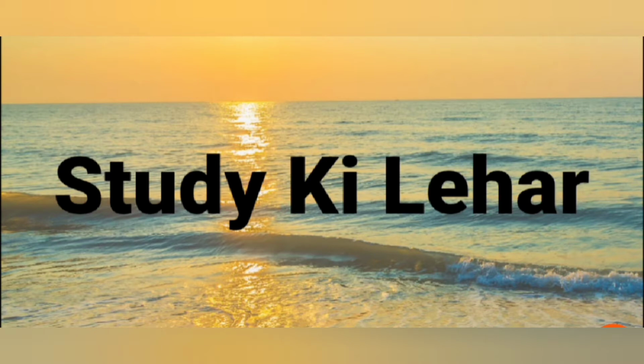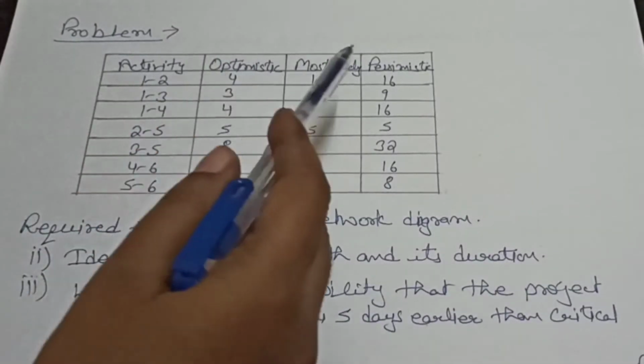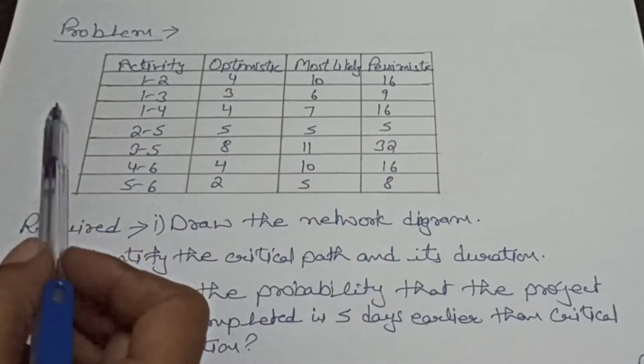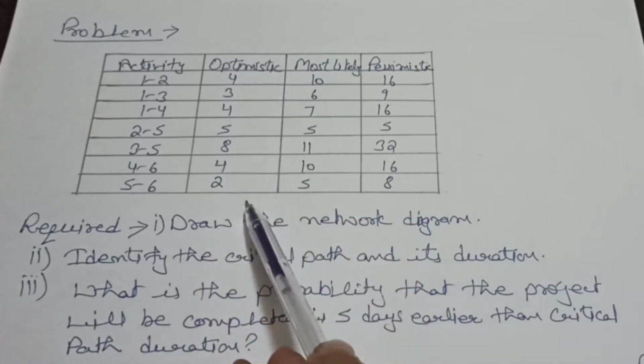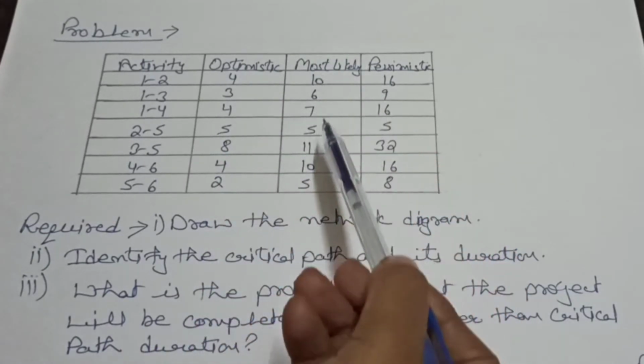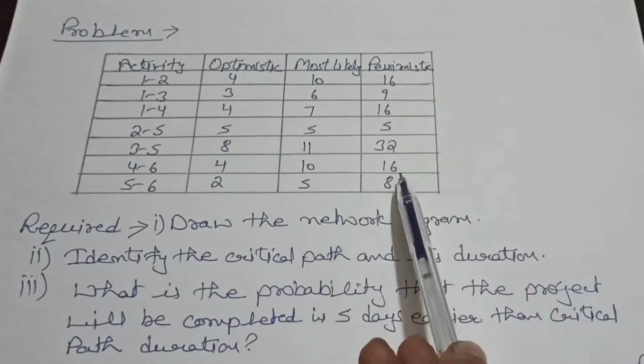Now I will describe this problem with the help of this video. We have this problem for calculation. In this problem, these are activities. This is optimistic time in days, this is most likely time, and this is pessimistic time.